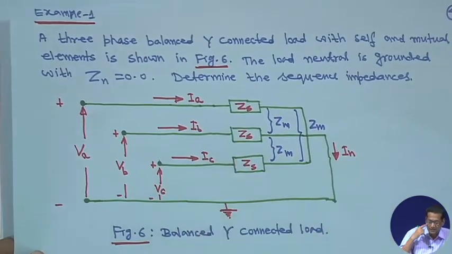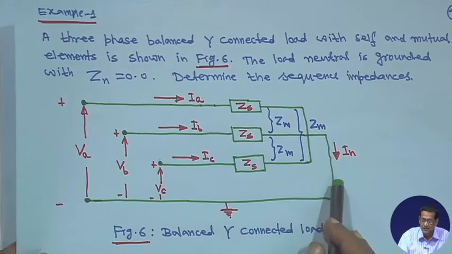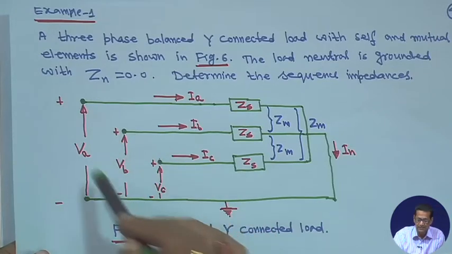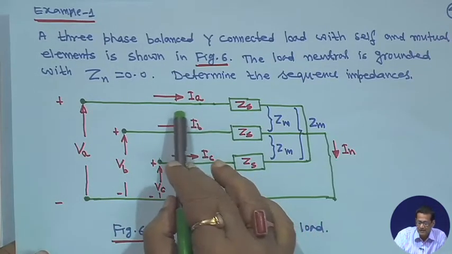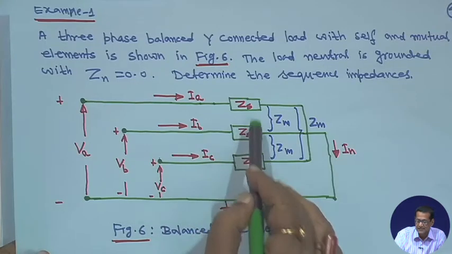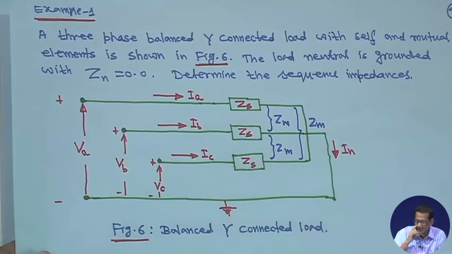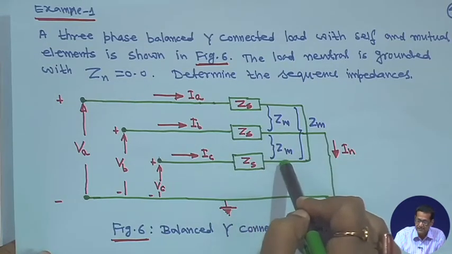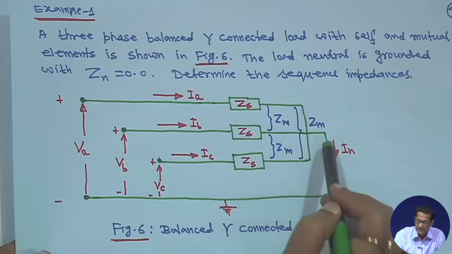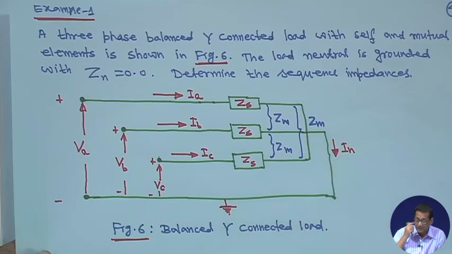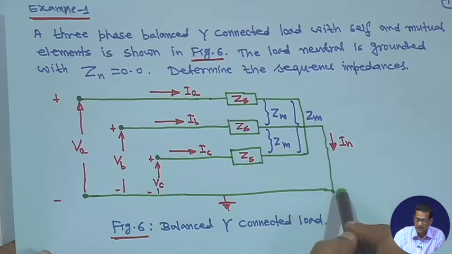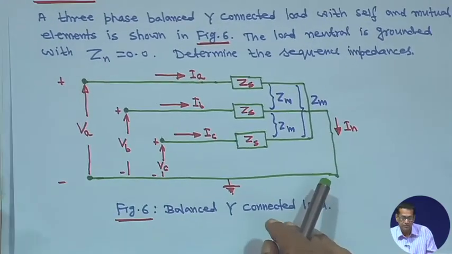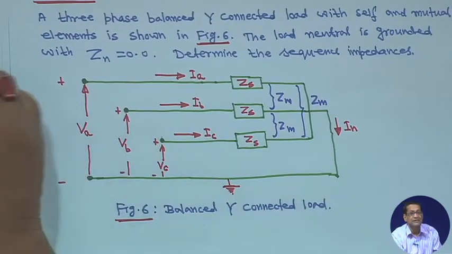So, you have a three-phase balanced Y connected load. This is phase A, this is B and this is C. Voltages are Va, Vb, Vc and currents flowing are Ia, Ib, Ic, and the impedances are Zs, Zs, Zs, but they have a mutual inductance between phases, that means between phase A and B Zm, between phase B and C Zm, and between phase A and C also Zm. And this is In, the neutral current. So, this is a balanced Y connected load, and you have to obtain the sequence impedances.